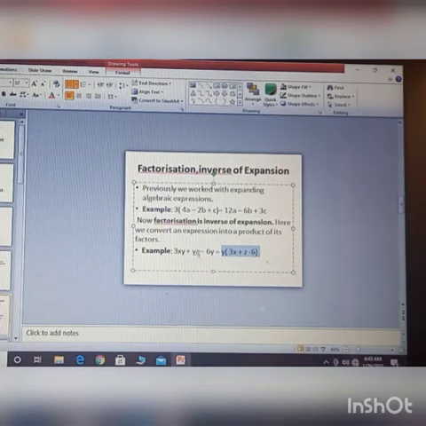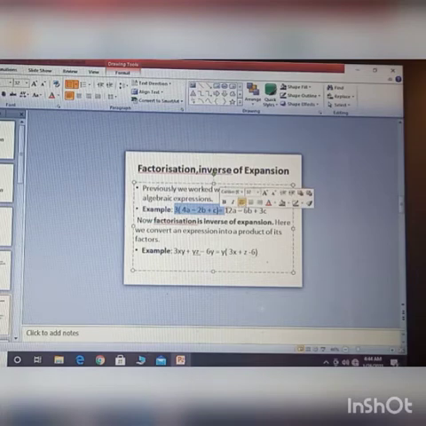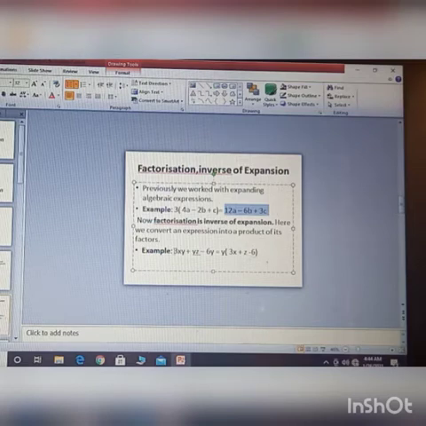Here you can see z is left, and then last, minus 6 is left. So when the expression is written this way, this is called factorization. In this example, we have converted this expression into this form. When the factorized form was given, we expanded it and wrote the expression this way. Now this is the inverse. Factorization is the inverse of expansion.